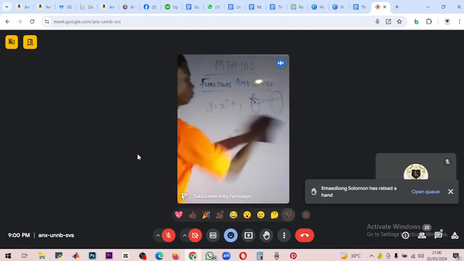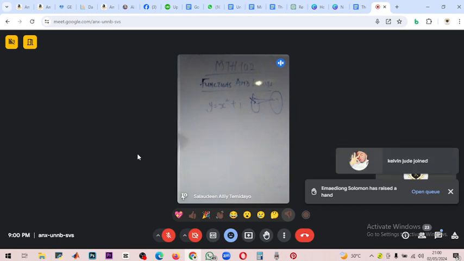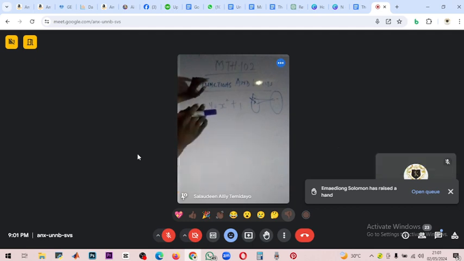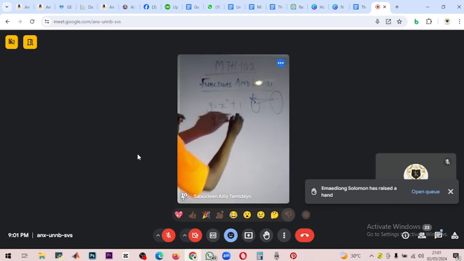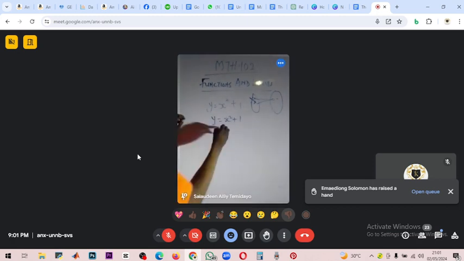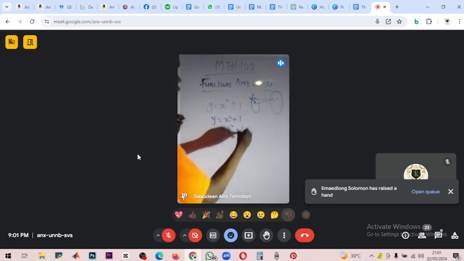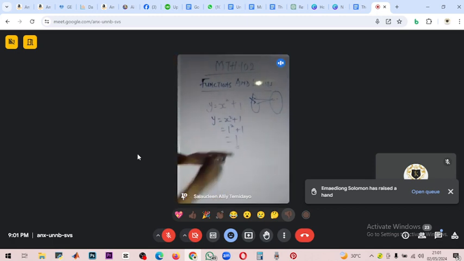It's quite simple. To determine if y is a function of x, y is going to have one answer. That's it. y equals x squared plus 1. If x equals 1, 1 squared plus 1, so y is having 1.